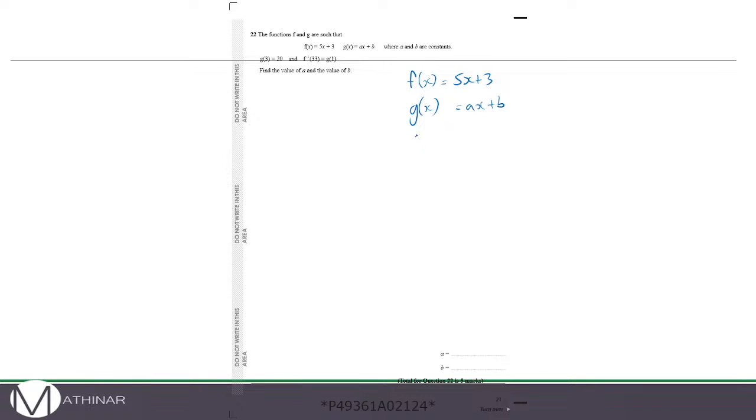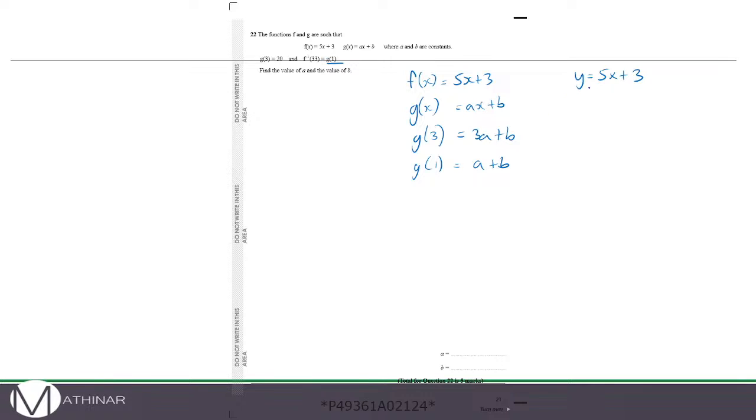Then it talks about g of 3. Well, g of 3 is, I just substitute 3 in for x, which will be a times 3, 3a, plus b. And there's a mention of g of 1 here, so let's work out g of 1. So g of 1 is a times 1 plus b, which is a plus b. Now, f to the minus 1 of 33. What's f to the minus 1 of 33? Well, we'd have to find the inverse of this function. So to find the inverse, I'm going to write it in the form of y equals 5x plus 3.